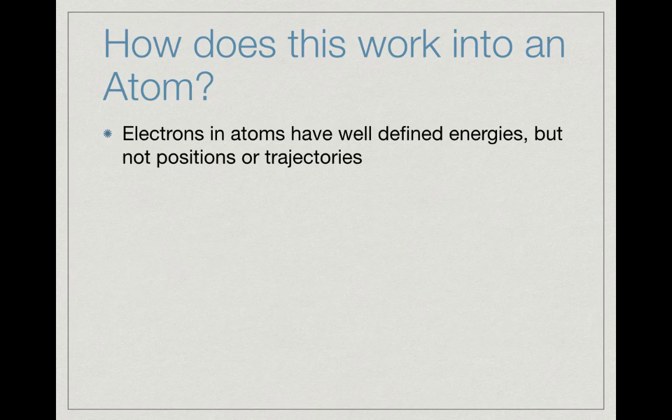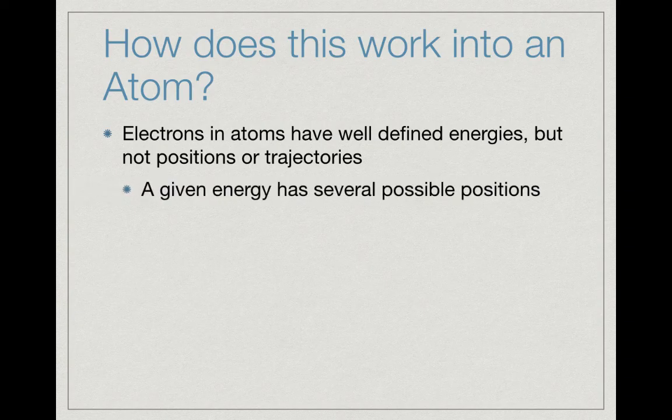So we're taking a look at how all this concept of quantum mechanics works into an atom. How do we work that into the model of an atom? And we saw that electrons are viewed as having non-deterministic positioning. What that means is that while they may have well-defined energies, they really don't have well-defined positions or trajectories.